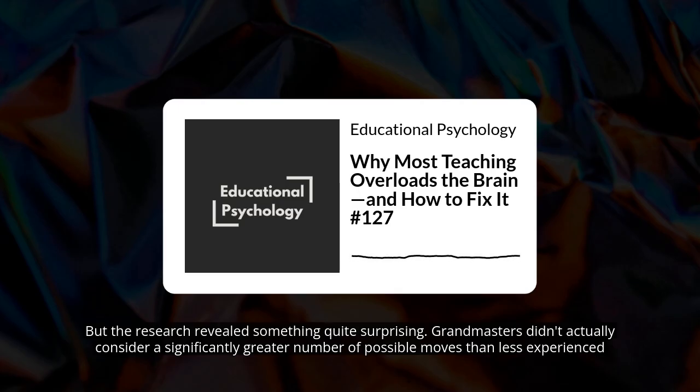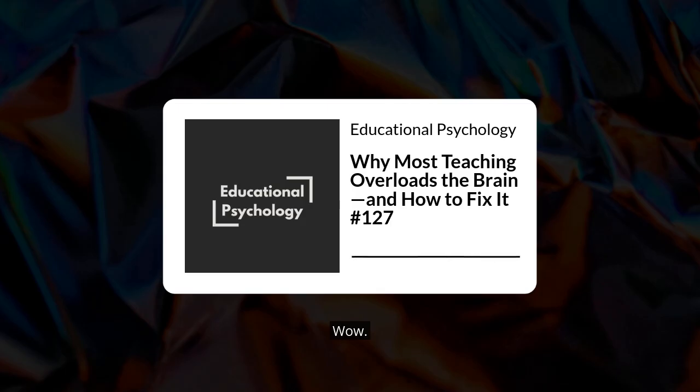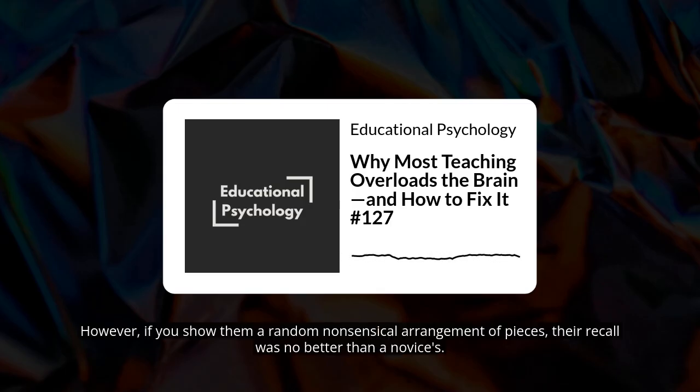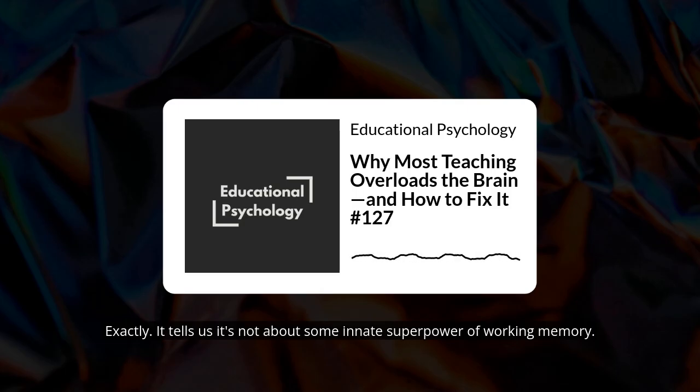Grandmasters didn't actually consider a significantly greater number of possible moves than less experienced players. Really? Yeah. The key difference was their recall of actual game positions. Show them a board from a real match for just a few seconds, and they could practically reconstruct the entire thing perfectly. Wow. However, if you showed them a random, nonsensical arrangement of pieces, their recall was no better than a novice's. So it's not about having a better working memory then. Exactly. It tells us it's not about some innate superpower of working memory.